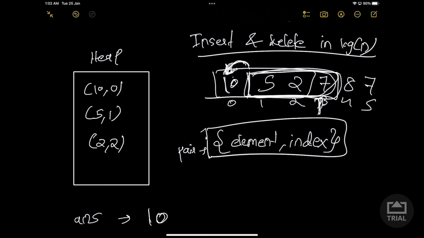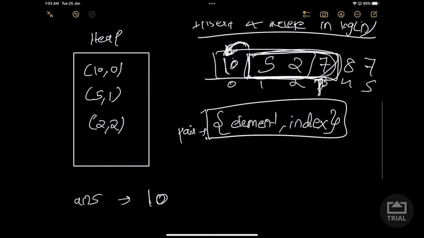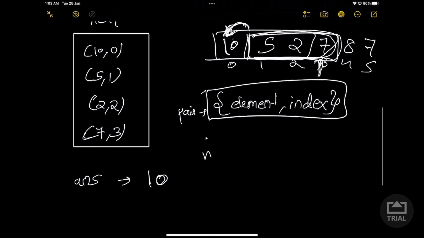So let's see how we will find this. So first we'll push this 7 in a heap, so it will be 7 comma 3, and then we will apply a while loop like this. While p, let's take a name of heap like pq.